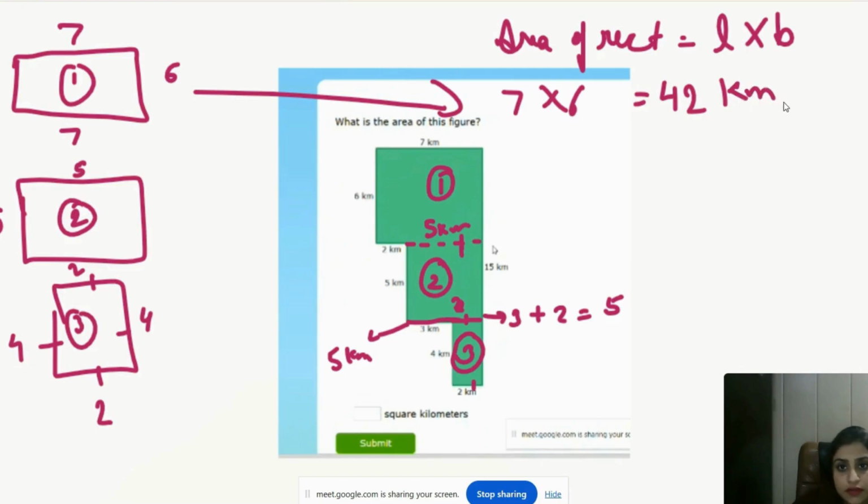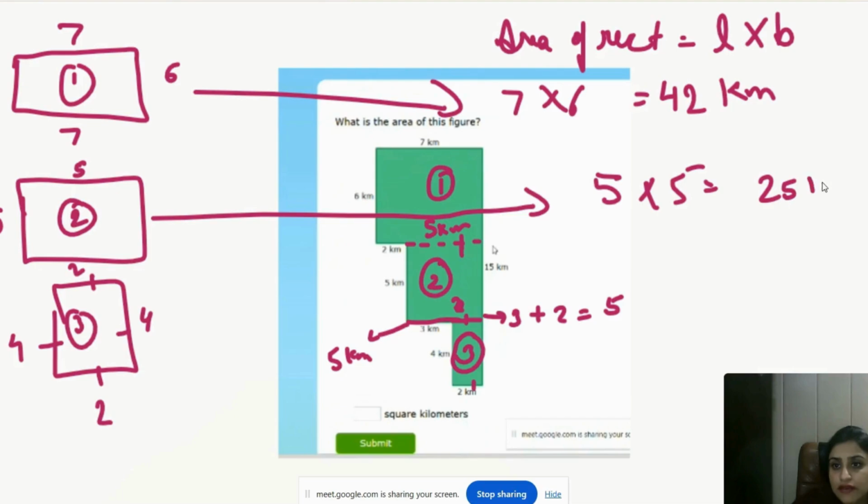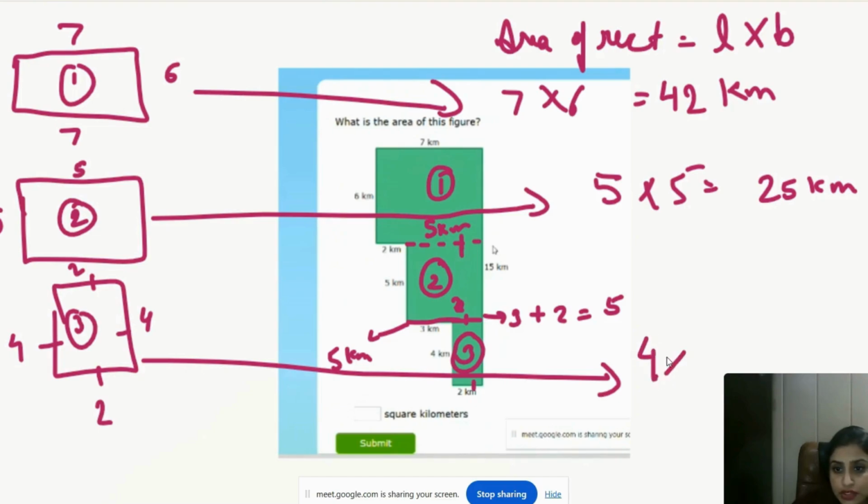42 kilometers. If we talk about the second one, it is going to be 5 times 5, right? That gives us 25 kilometers, correct? And now if we talk about the third one, it is going to be 4 times 2, that's going to be 8 kilometers. Now let's add all of them. 42 plus 25 plus 8. What will be the answer?